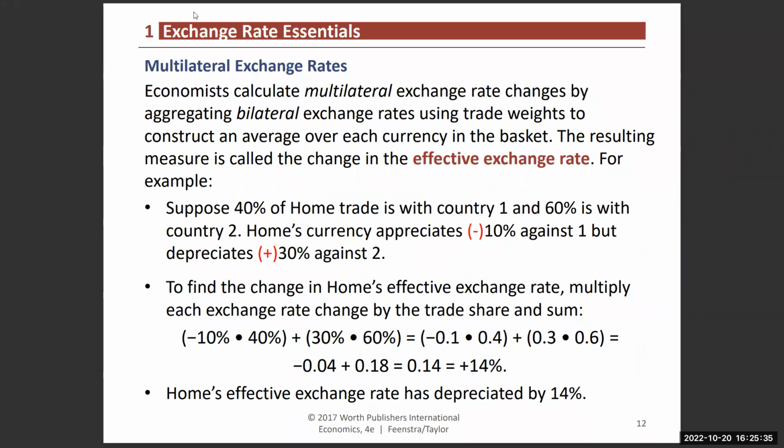So we are weighting it by the share of trading partners. Okay, and then calculate the effective exchange rate. Okay, so we can see that our appreciation of 10% and depreciation of 30% is resulting in depreciation of only 14%. Okay, because we can see that this is a huge change, and this country weighs more in our trade than the first one.